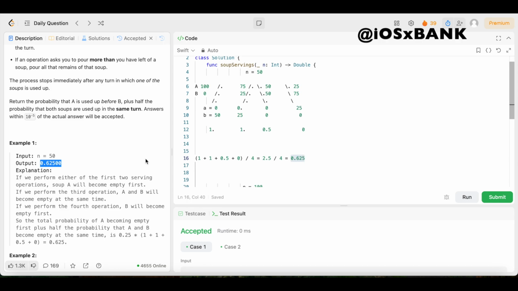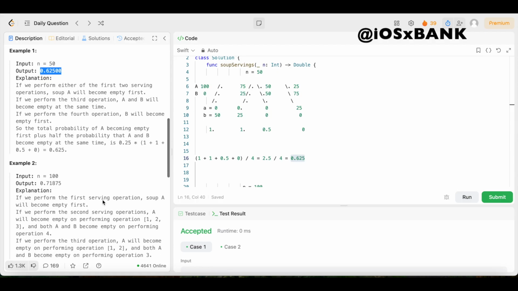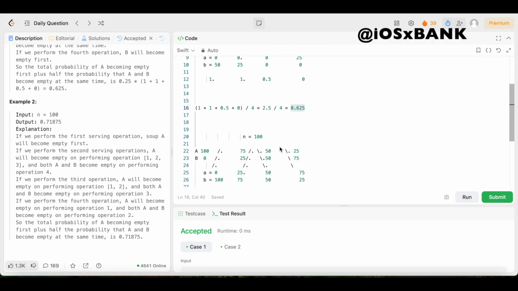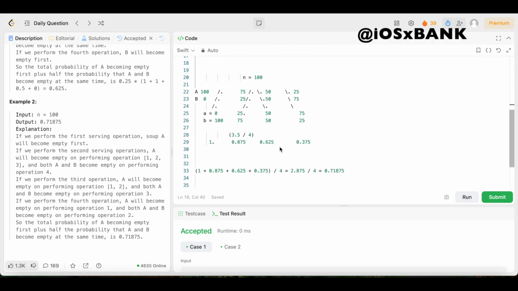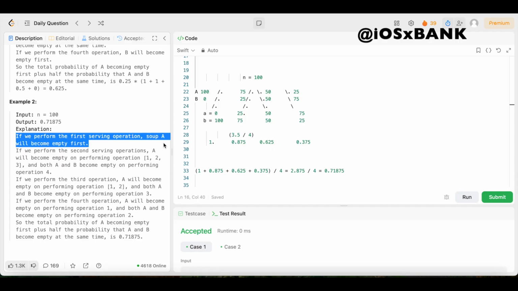Wasn't that hard. So let's go ahead and take a look at example 2. Example 2 is a little bit more tricky. It's the same principles though. So in example 2, we have our input n equals 100. This time our output is 0.71875.